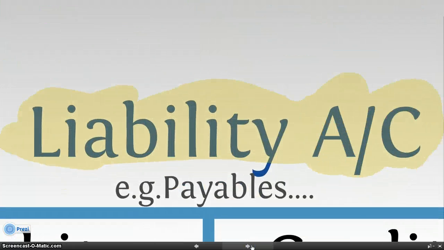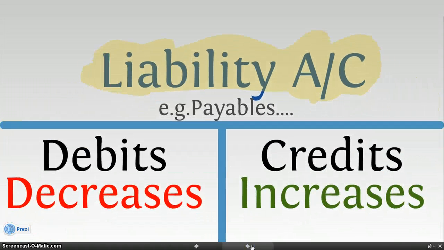And exactly reverse is the liability account. For example, accounts payable, where you owe some money to somebody. Here, when there are decreases, so if your liabilities are going down, the liability account is debited. When the liabilities are going up, the liability account is credited.